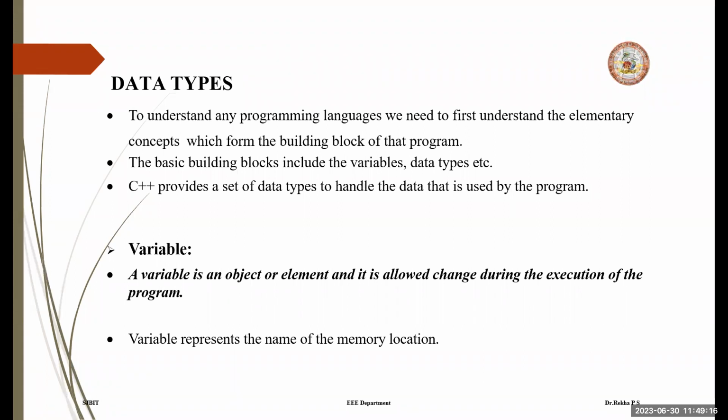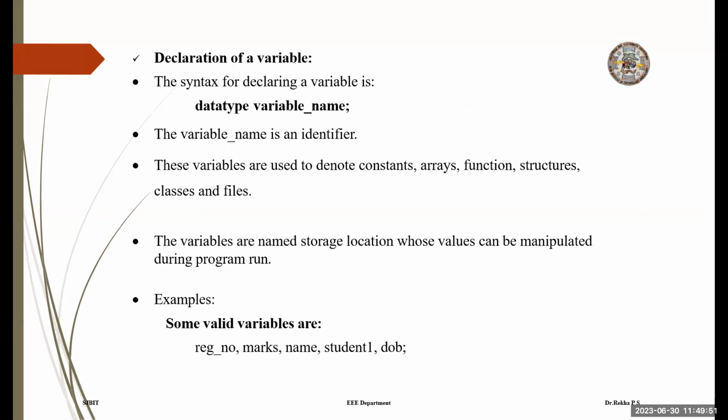C++ provides a set of data types so that you can handle the data that is used by the program. So let us begin with a variable. What is a variable? A variable is an object or element which is allowed to change during the execution of the program. The name itself tells: variable, so it varies. A variable represents the name of a memory location.